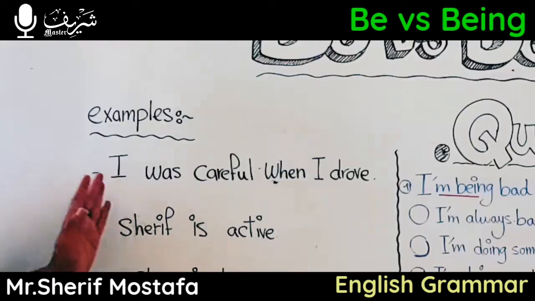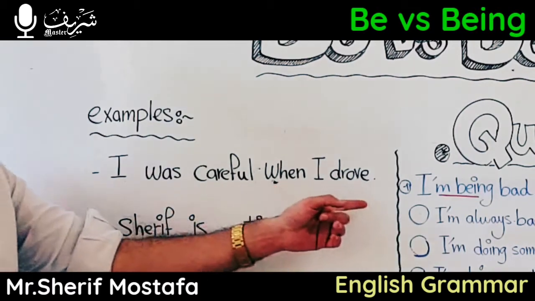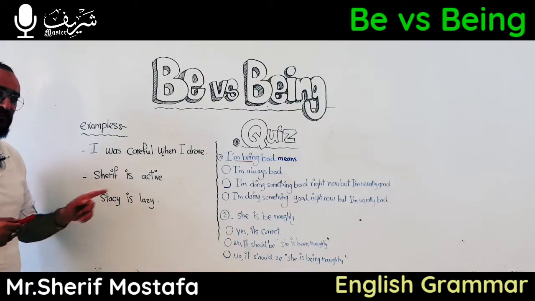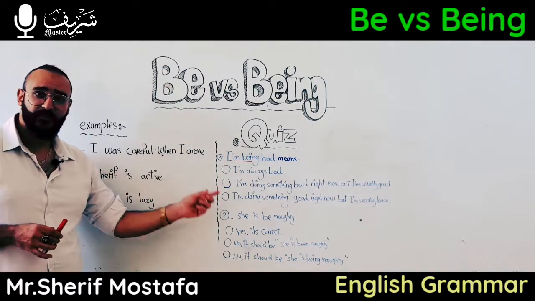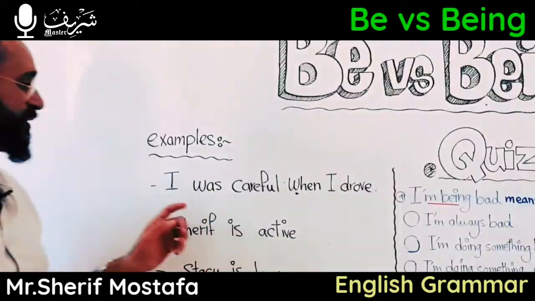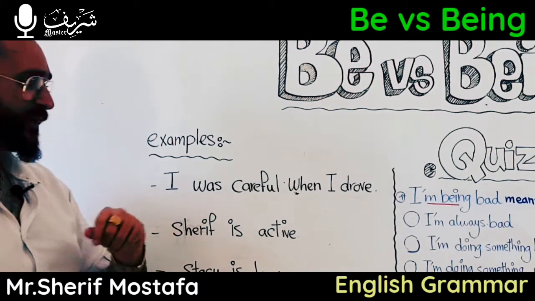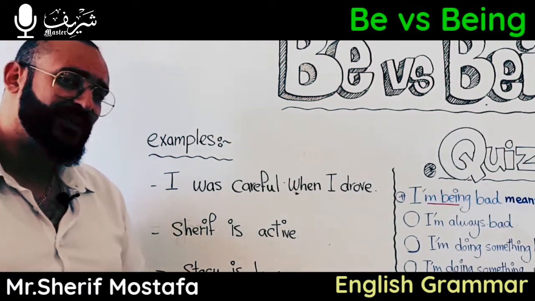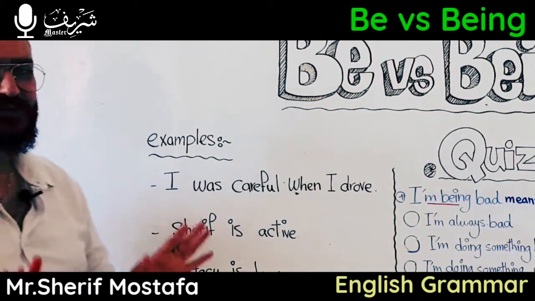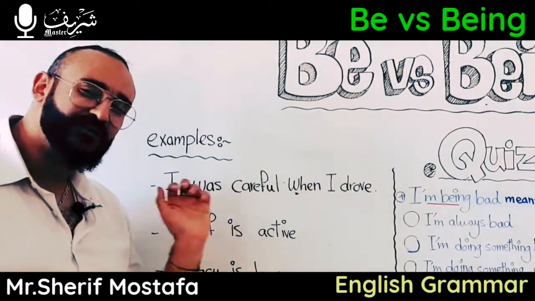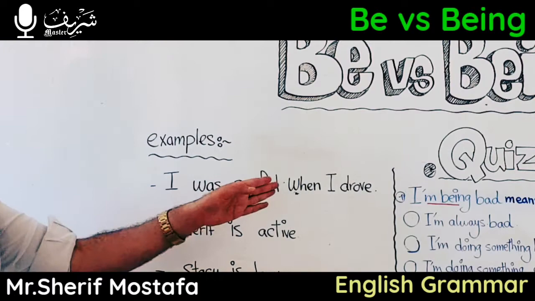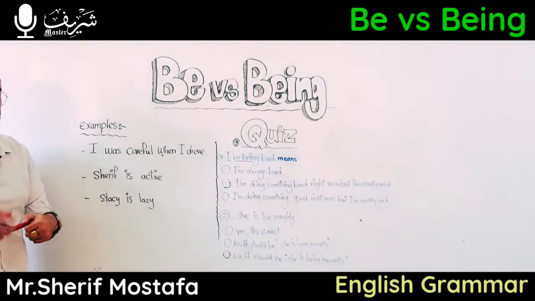Okay, so when I say "I was careful when I drove," back then, "was" is the past form of "am" and "is." So if I want to say that I am not usually careful, but I was careful in this specific situation, what should I add here to make that meaning?